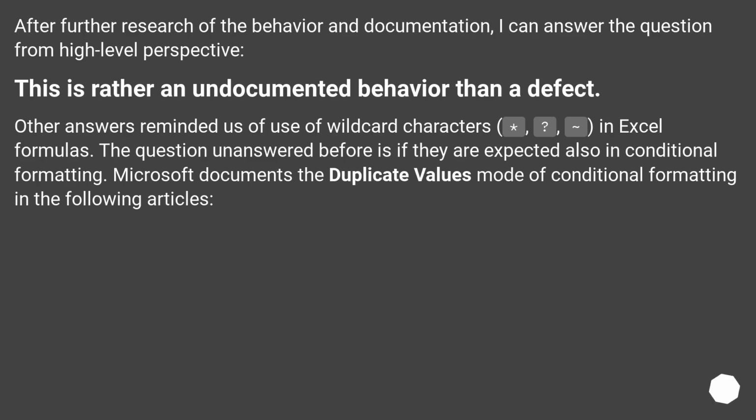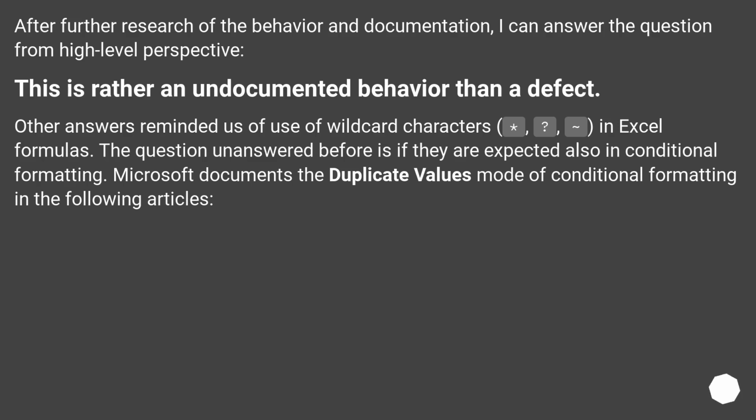After further research of the behavior and documentation, I can answer the question from a high-level perspective. This is rather an undocumented behavior than a defect. Other answers reminded us of the use of wildcard characters, the question mark, and Excel formulas. The question unanswered before is whether they are expected also in conditional formatting.